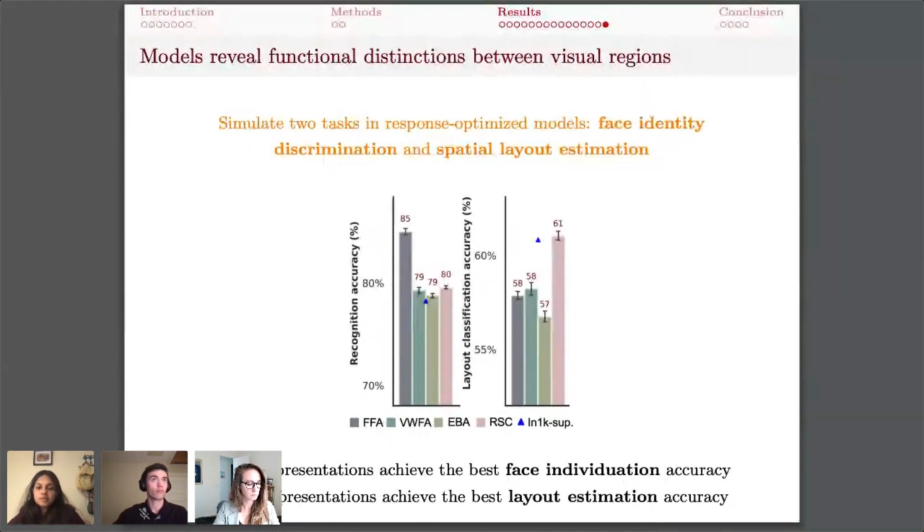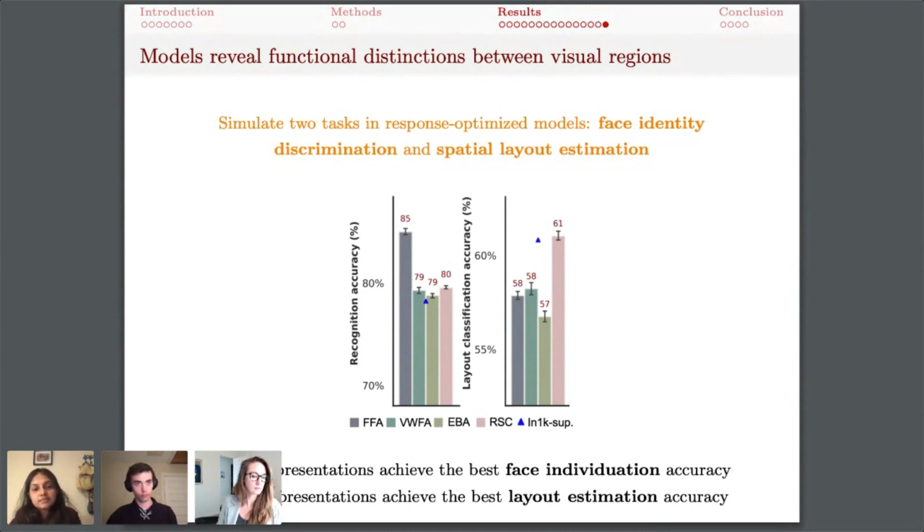First, we observed that the FFA representations outperform all of the other neural models in the face individuation task, providing novel evidence for the role of FFA in face identification. Second, we found that the RSC representations achieved the best spatial layout estimation accuracy, which is again highly suggestive of the role of RSC in spatial cognition. Thus, we see that the sole objective of reproducing neural targets without any task-specific supervision can also grant these networks intriguing functionalities.